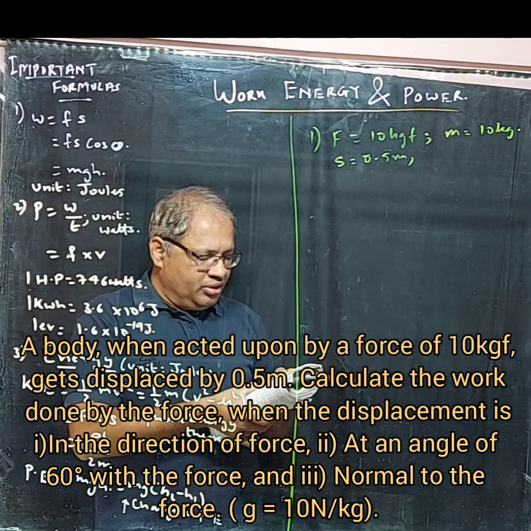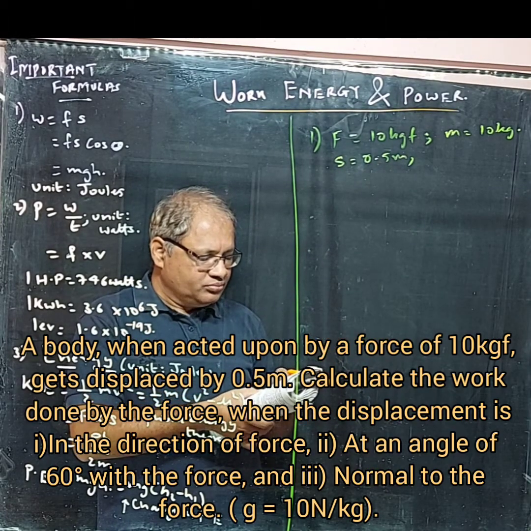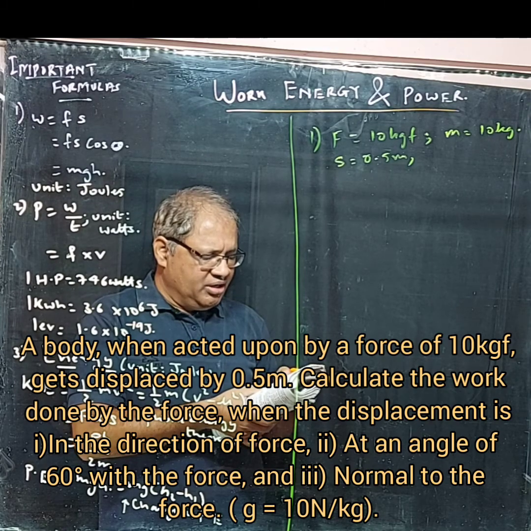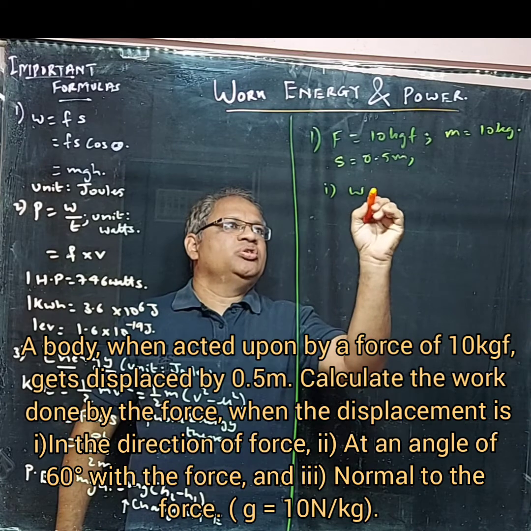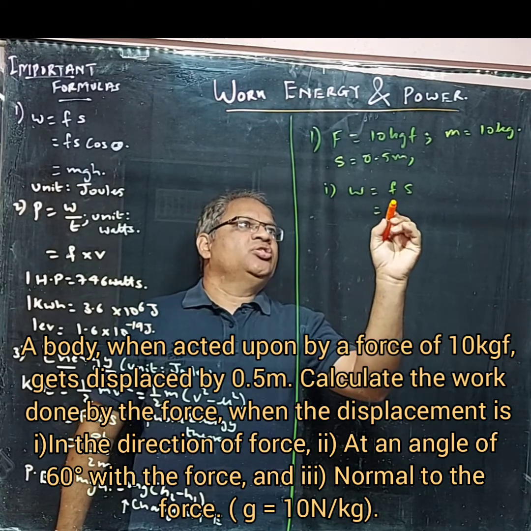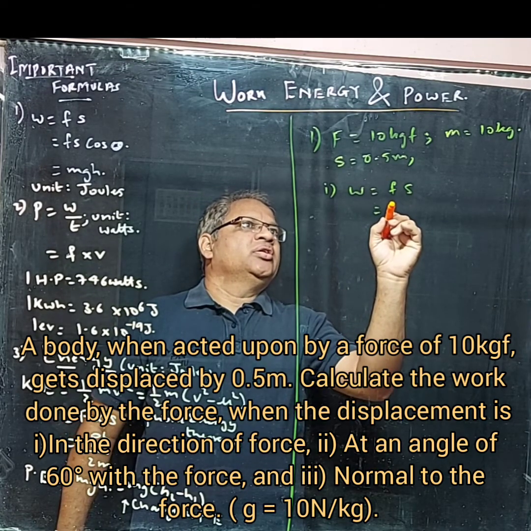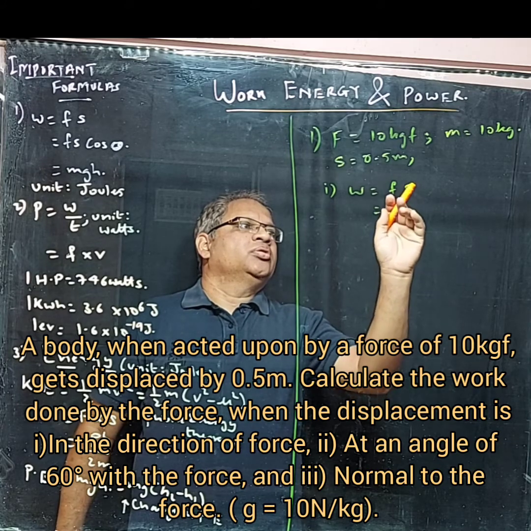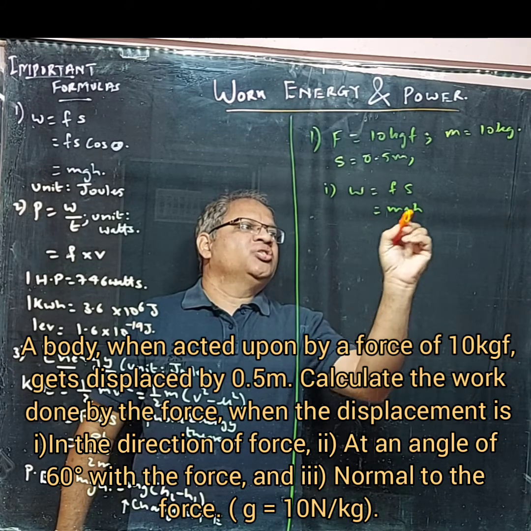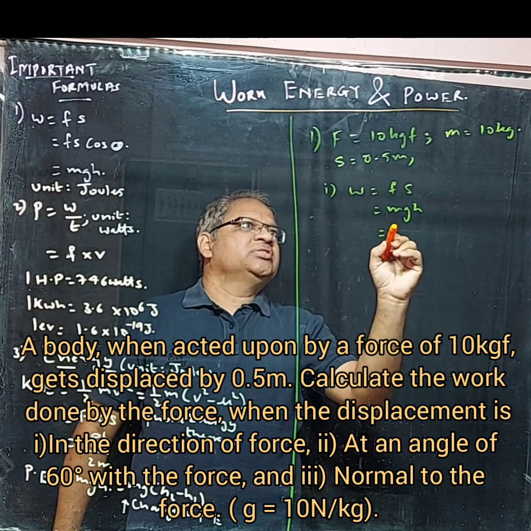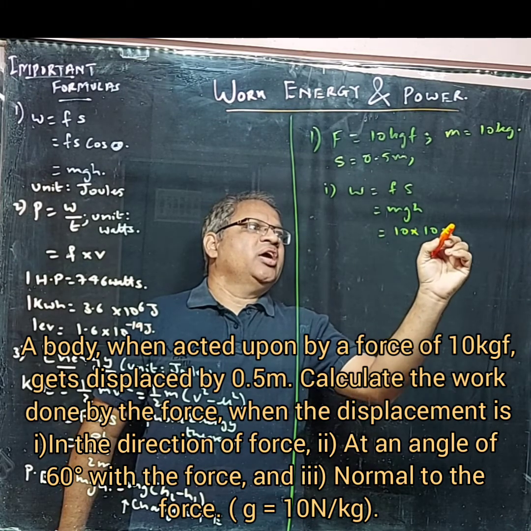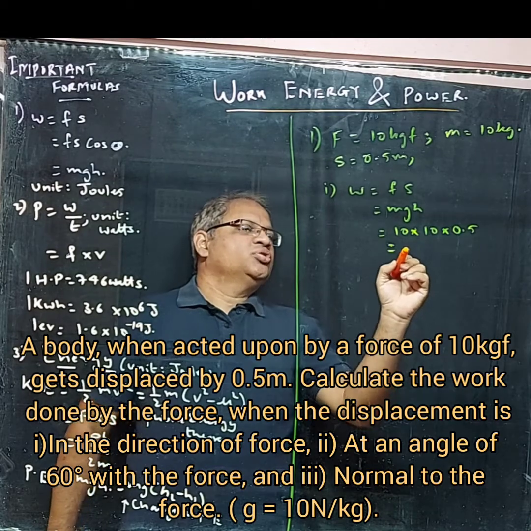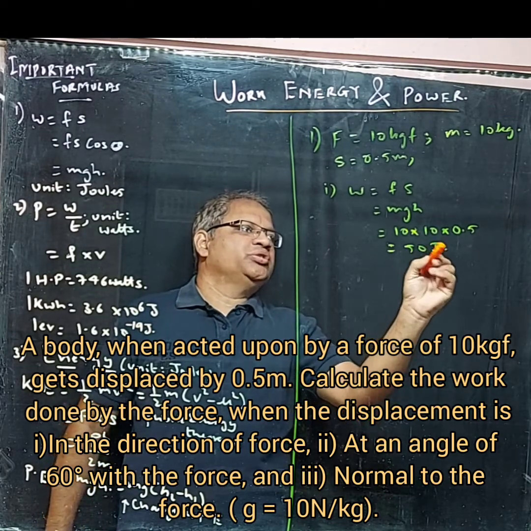Then you have to find out work done in the direction of the force. So first part, work done. So W is equal to Fs, which is force times displacement, or mgh. Mass is 10, g is 10 and h is 0.5. So that is 50 joules.